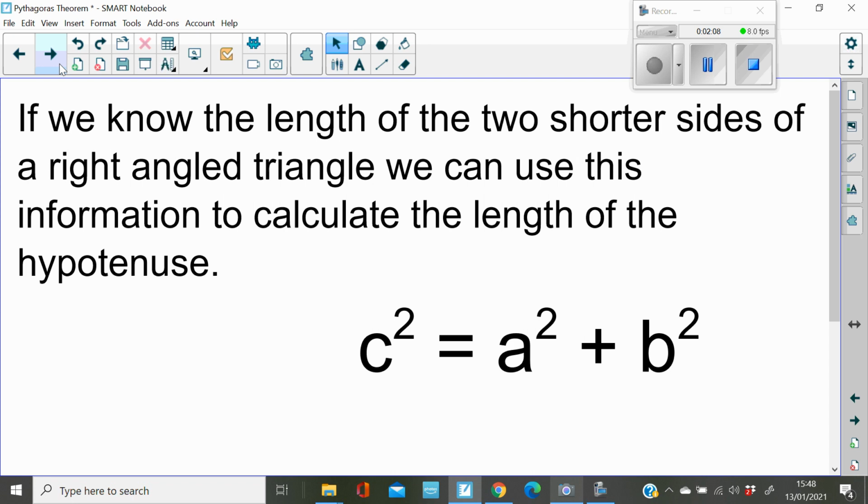Now, if we know the length of the two shorter sides of a right angled triangle, we can use the formula that's below there to calculate the length of the hypotenuse. This is called Pythagorean theorem or Pythagoras' formula, anything like that, basically involving the word Pythagoras. So c squared equals a squared plus b squared. Most of the time, but not always, we label up the triangles A, B, and C, where C is the hypotenuse. We're going to call the longest side C. The other two are sides A and B. It doesn't really matter which way around you call those.